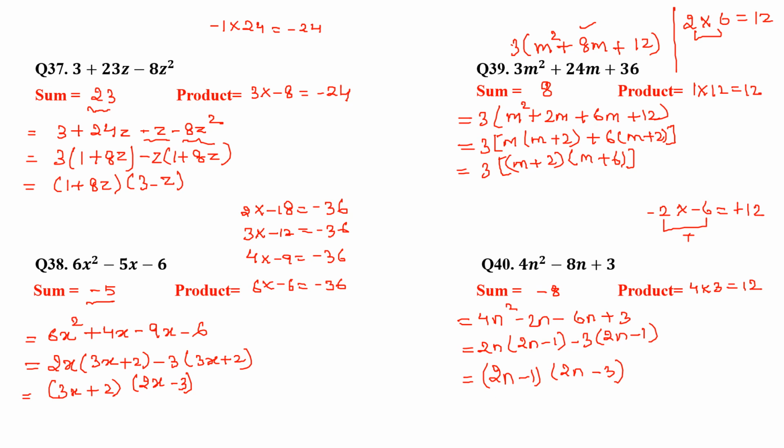Now moving to the next question. Question number 41. 6x square minus 17x minus 3. So you have to find two numbers whose sum will be minus 17 and the product will be 6 into minus 3, which will give you minus 18. Now product is negative, it means from the two numbers one number will be negative. Sum is negative means the greater number will have the negative sign. So let's start doing all the combinations.